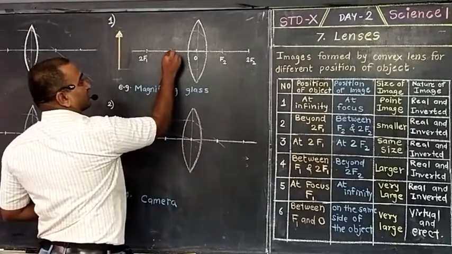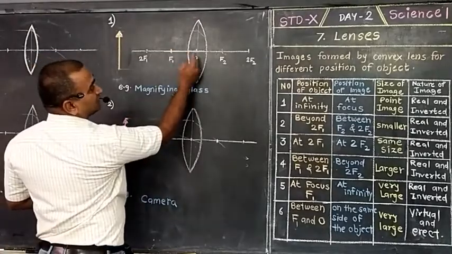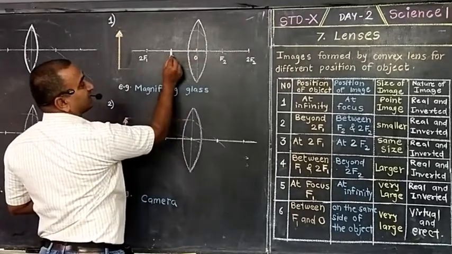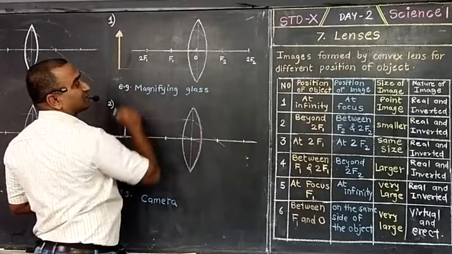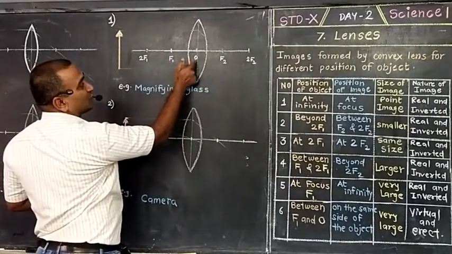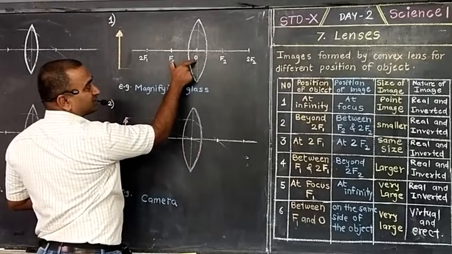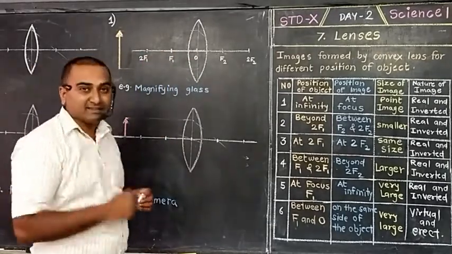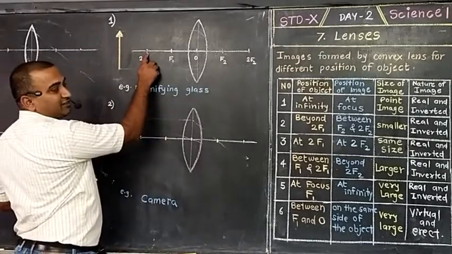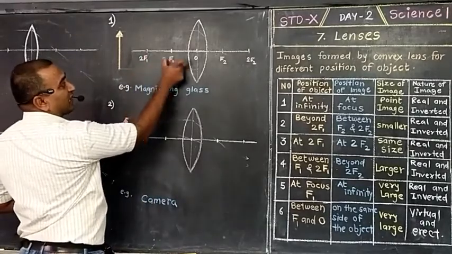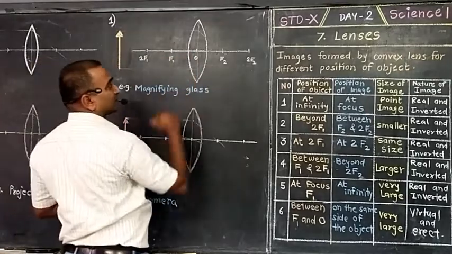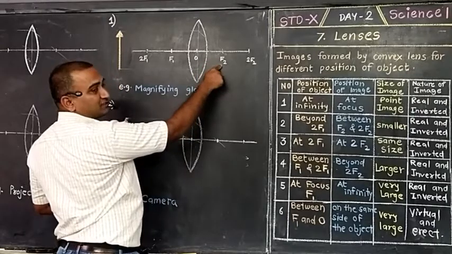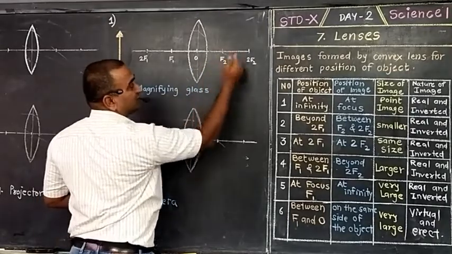Then this one is a focus. See, this distance is called the focal length. The distance between the optical center and the focus is called the focal length. So this distance is O to F1. And we have the same distance again, because the focal length is half of the radius of curvature. So it is 2F1, and half of that is F1. Like this on the other side also. Because it is a double convex lens, this is F2, the second focus, and double of that is 2F2.